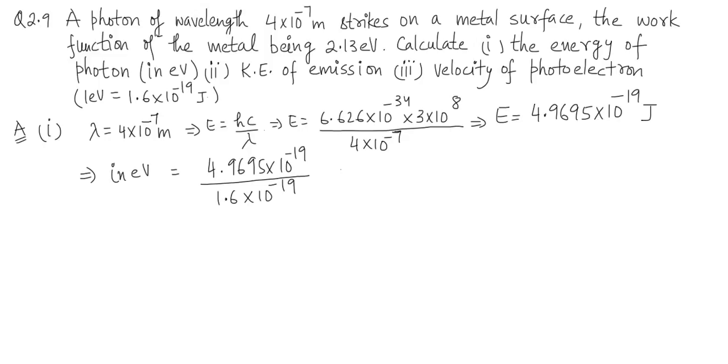All right, so this turns out to be, in electron volts, 3.1 eV. ठीक है भाई, कितना आ जाएगा ये, 3.1 electron volt. So this is one method. What I would suggest is that you remember this. E is equal to 1242 divided by lambda. Lambda here has to be in nanometers.